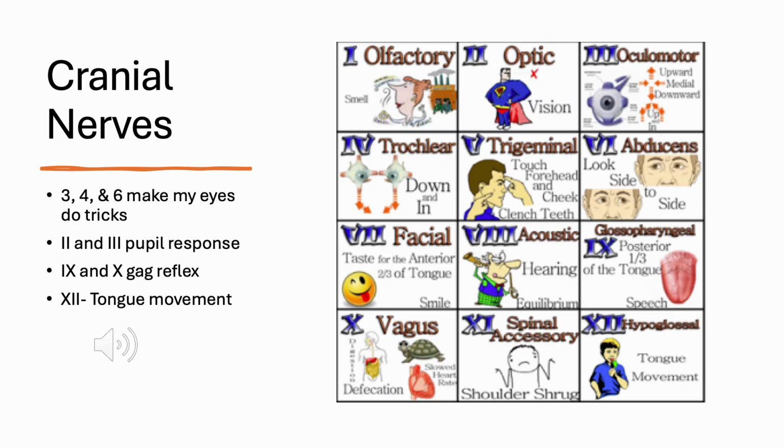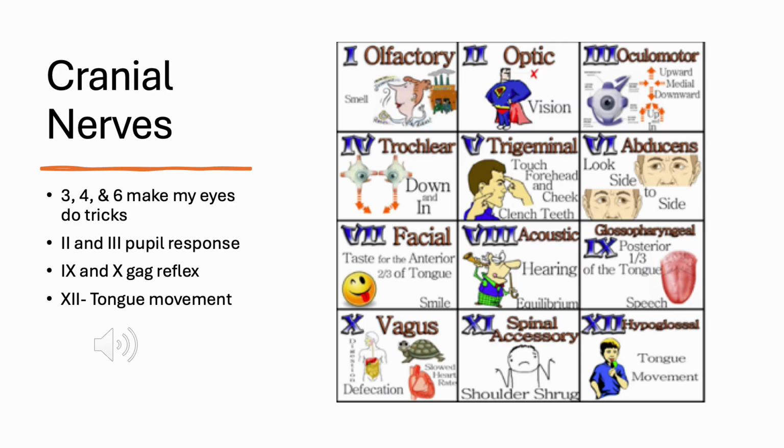It also helps move the eye, okay, as does the trochlear, which is number 4. Trochlear means pulley, so that pulls down and in. You don't need to know the direction the cranial nerves move the eyes, but you do need to know that 3, 4, and 6 make my eyes do tricks, okay, because they move the eyes.